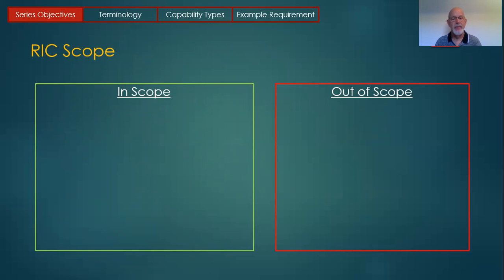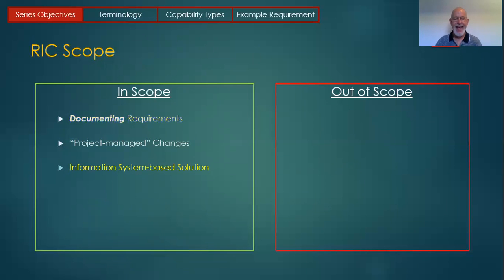Okay, I also wanted to set the scope of requirements in context. What we're presenting here is about documenting requirements. So when you deliver a set of requirements, you have documented them. That's what we're going to try to address, is what that deliverable is. We're looking primarily at project managed changes. So these are not just little bitty changes, requirements for those here and there, but within the context of a managed IT project. And also we're looking at requirements just for information system-based solutions.